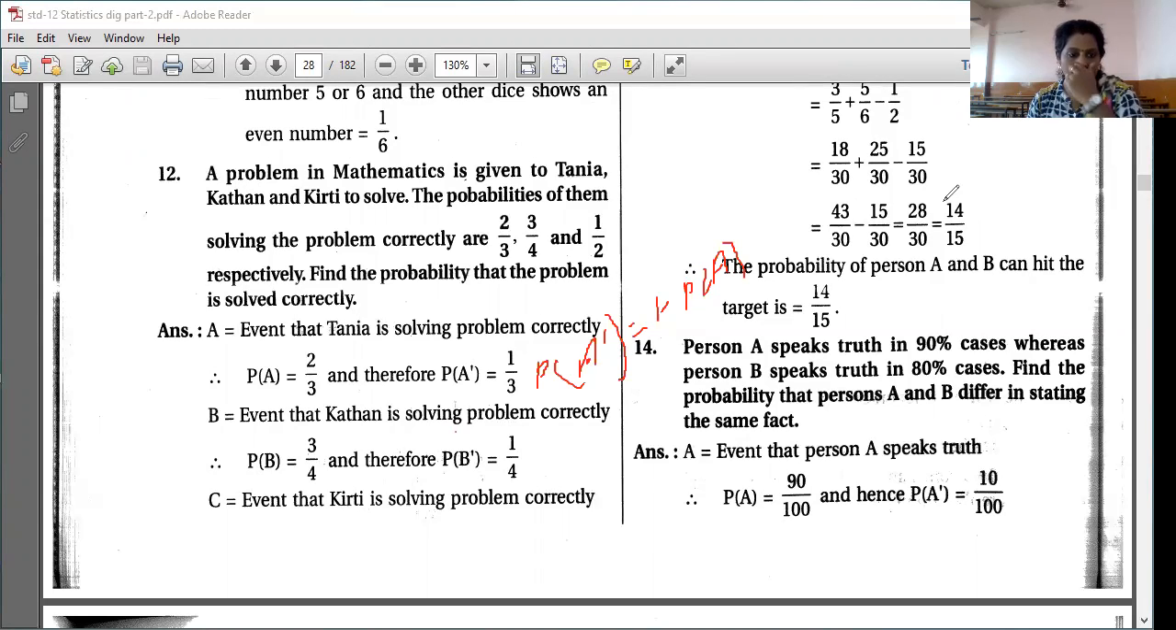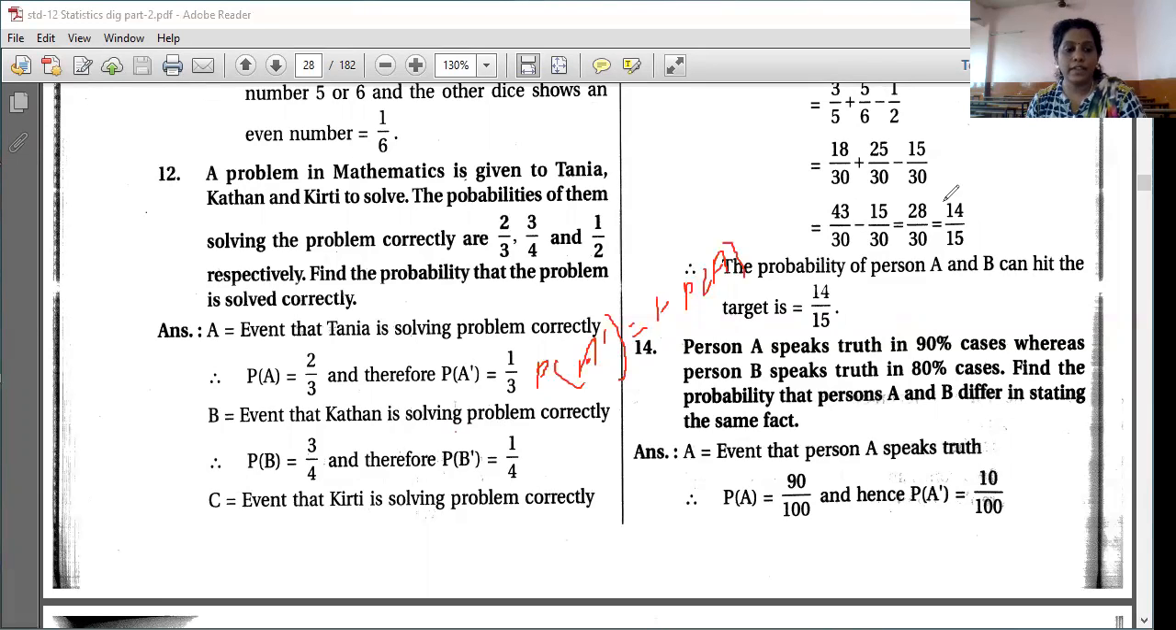Next is B, the event that Kathan is solving the problem correctly. The value is also given. P of B is equal to 3 by 4 and P of B dash is equal to 1 minus P of B, that is 1 minus 3 by 4, which comes to 1 by 4.